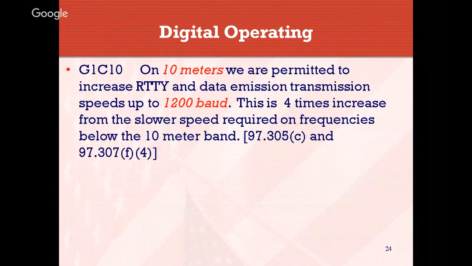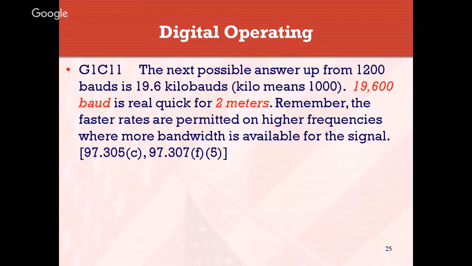So on 10 meters, we're permitted to increase RTTY and data emission transmission speeds up to 1200 baud. This is a 4 times increase from the slower speed required on frequencies below the 10 meter band. The next possible answer up from 1200 baud is 19.6 kilobauds, and kilo means 1000. So 19,600 baud is real quick for 2 meters.